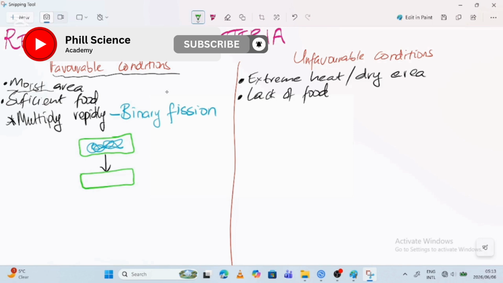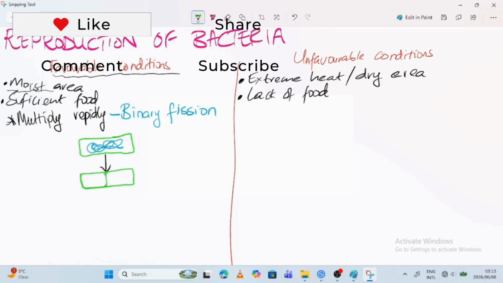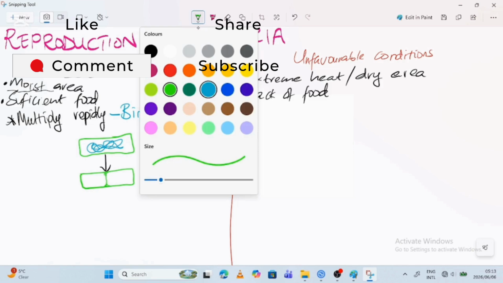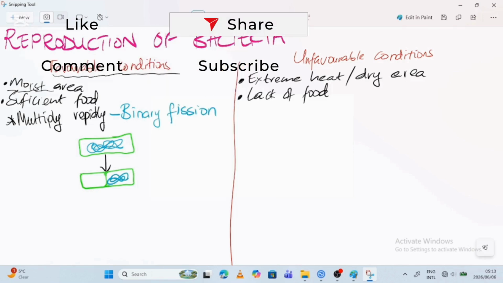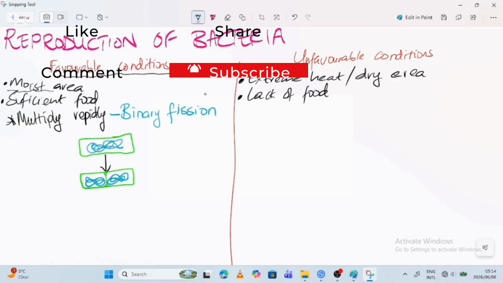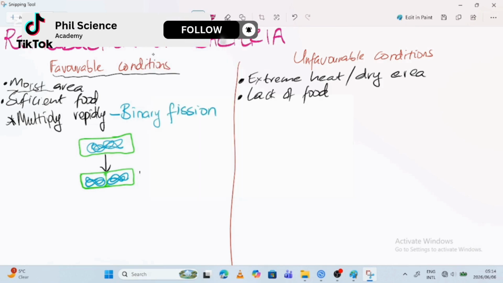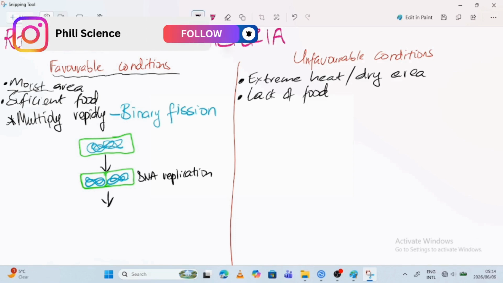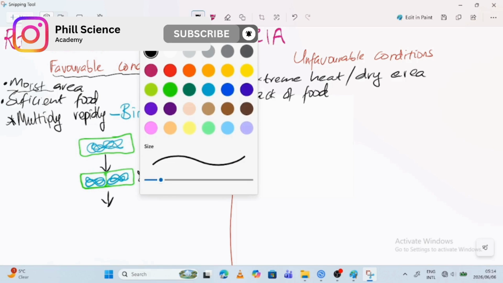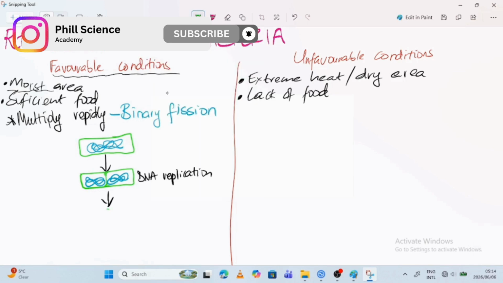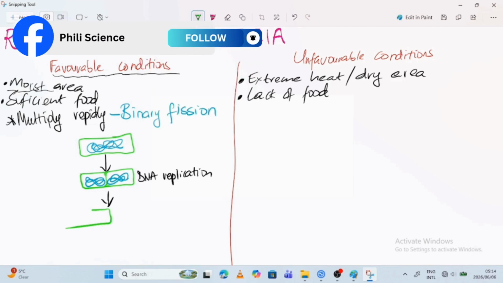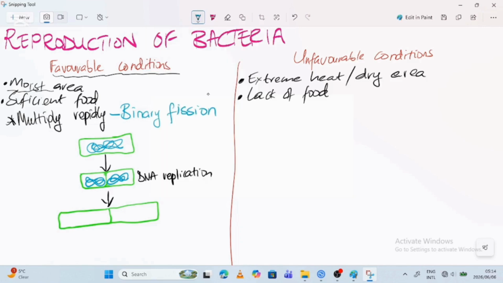So basically here, what happened for it to turn out this way? The nucleoid replicated. So in this stage, DNA replication occurs. There's DNA replication here. And then what happens now? Now each side of the bacilli grows. It extends, it goes into full growth.